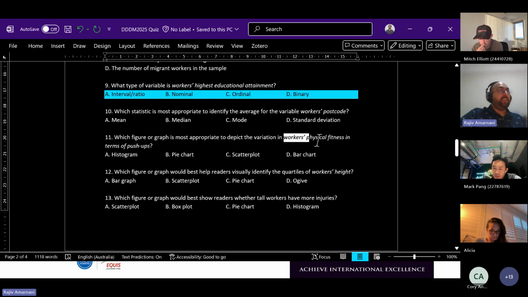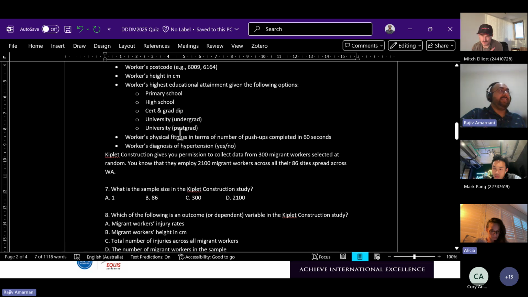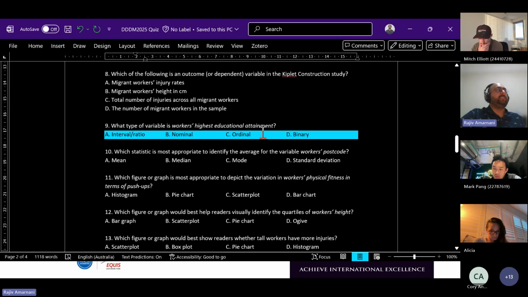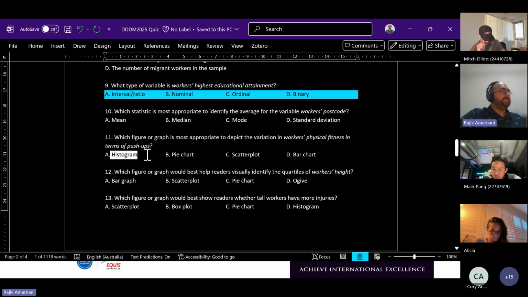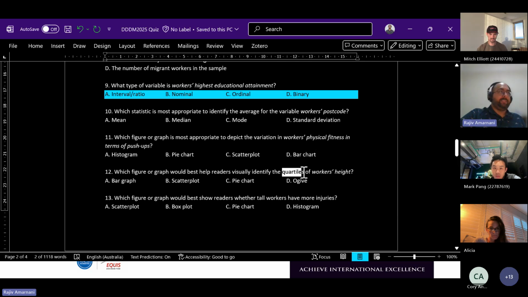If you wanted to depict the variation in physical fitness in terms of push-ups, which we know is interval data, yeah, because it's the number of push-ups. It's an interval variable. When you have a variable like that, the histogram is most appropriate to show the variation in an interval variable. For here we have workers' heights, another interval variable, but this time you're interested in the quartiles, which are the cumulative relative frequencies, and that's shown in the ogive. So that's D, the ogive.